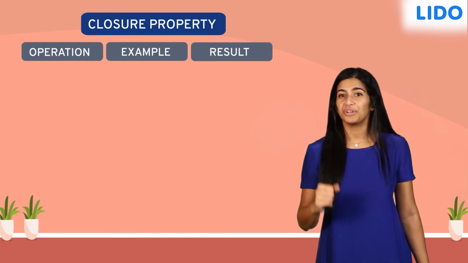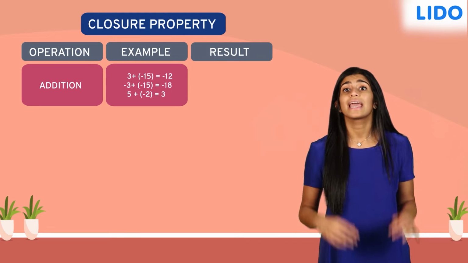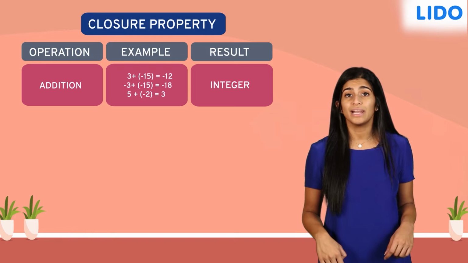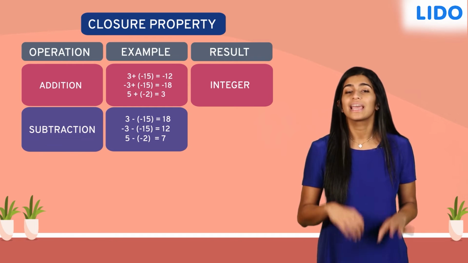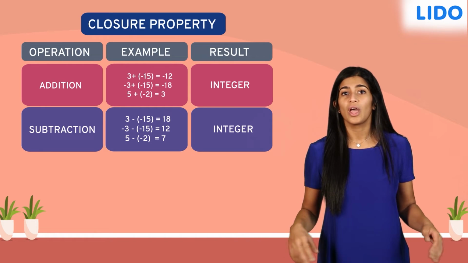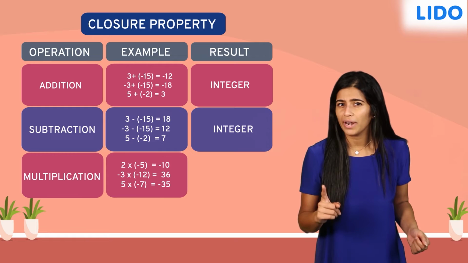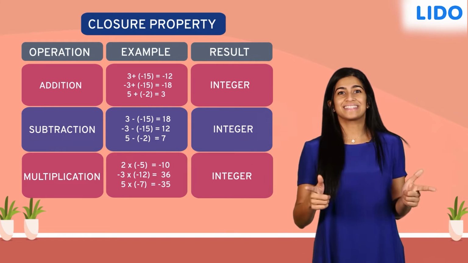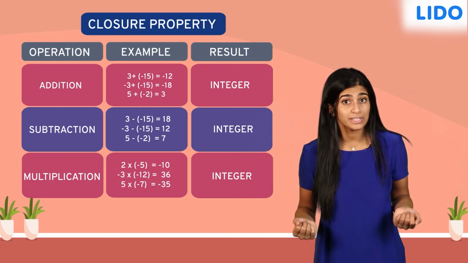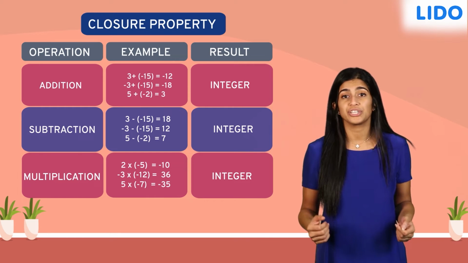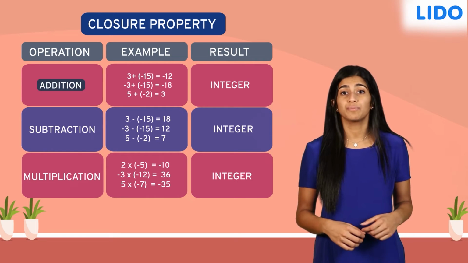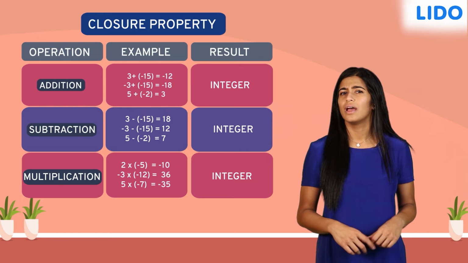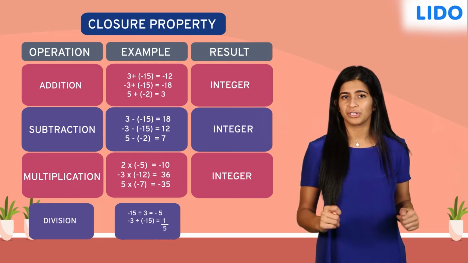Let's check. For addition, the sum of two integers is always an integer. Similarly, the difference of two integers is always an integer. What do you think? Will the product of two integers always be an integer? Yes, it is. As you can see in the table, the set of integers is closed for addition, subtraction and multiplication. But what about division?